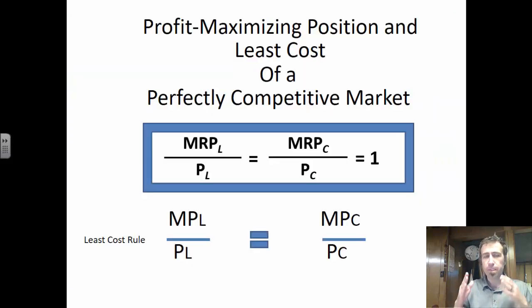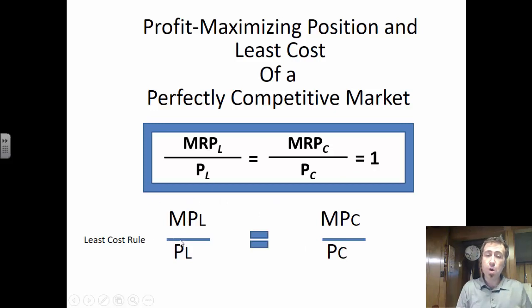All right, so this is a formula I've shown you last chapter for finding the profit maximizing position and least cost all combined. Where the marginal revenue product of labor divided by the price of labor is equal to the MRP of capital divided by the price of capital, where it's equal to 1, that is your least cost and your profit maximizing position for the perfectly competitive market. And of course, it's a combination of the least cost rule. So that's your least cost rule.